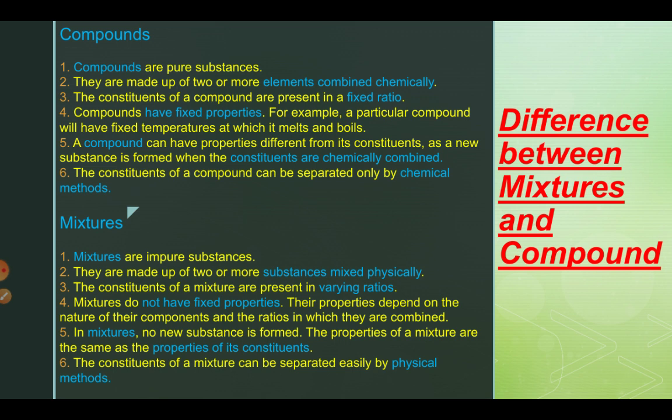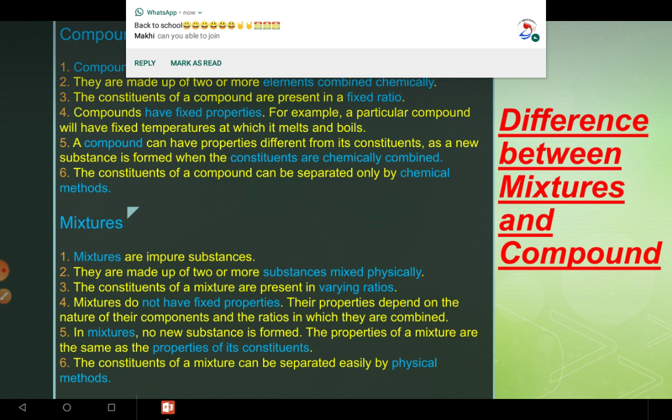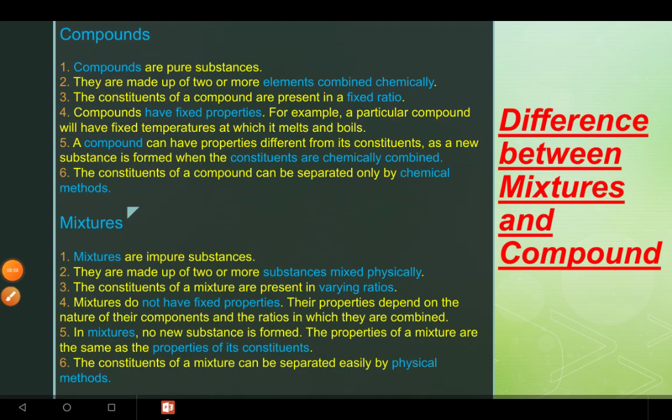The constituents of a compound can be separated only by chemical methods, whereas the constituents of a mixture can be separated easily by physical methods.